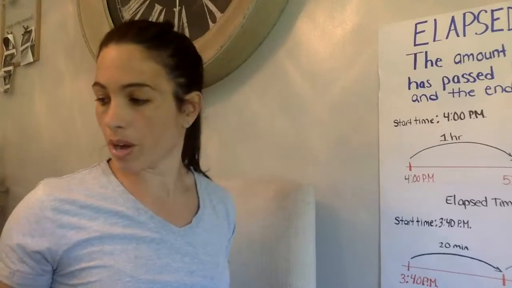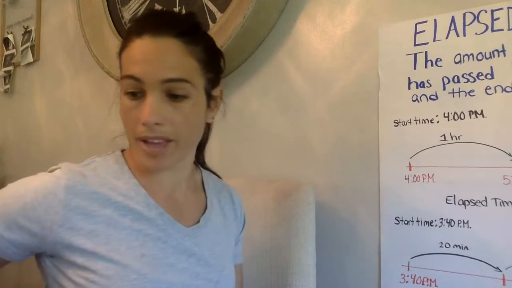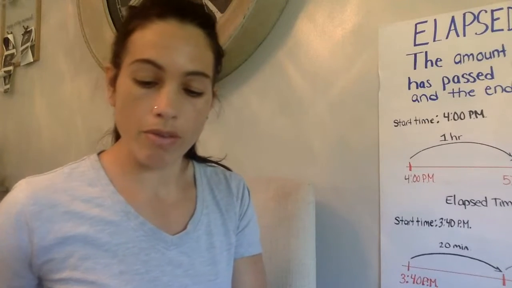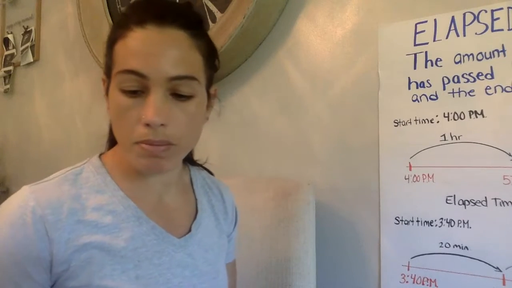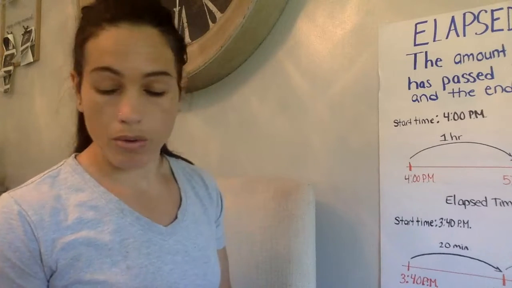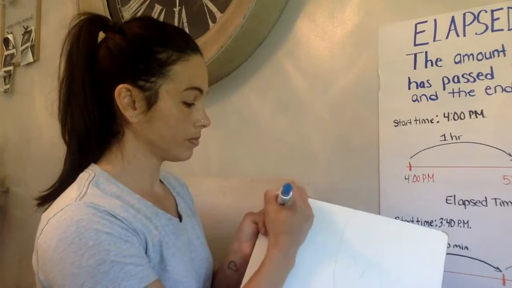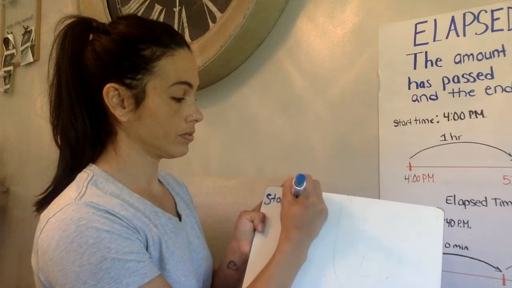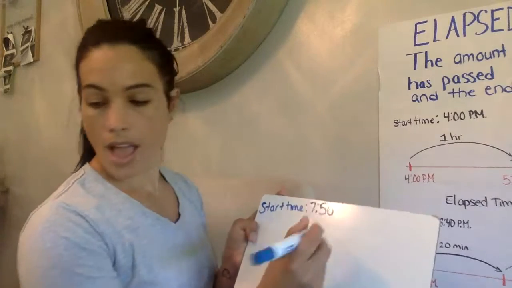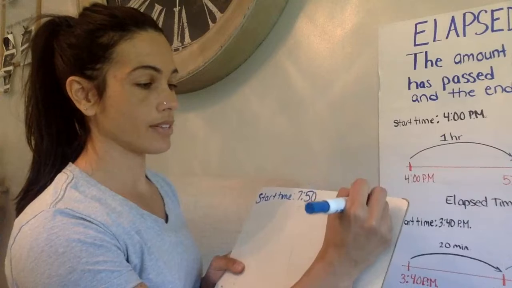Okay, so I'm going to do another problem where I'm going to read this problem to you, and then we're going to try to solve it. So it says Rachel and Shannon went to a fair. They arrived at 7:50 p.m. and left at 9:15 p.m. How long were they at the fair? So we know they arrived at 7:50, so we could just say that's our start time. And then they left at 9:15, so that's our end time.